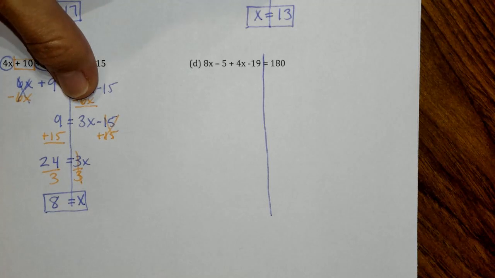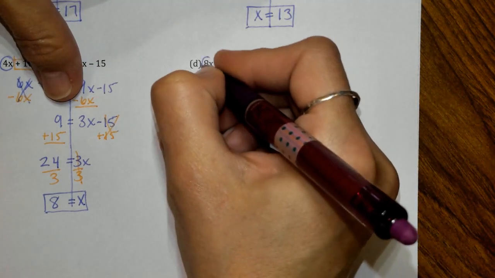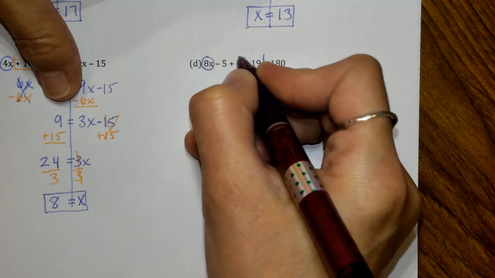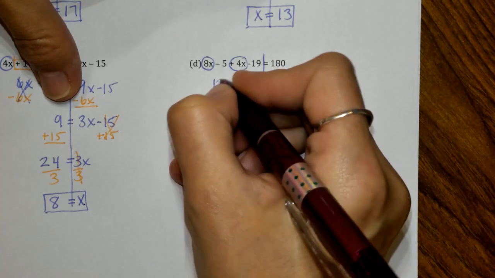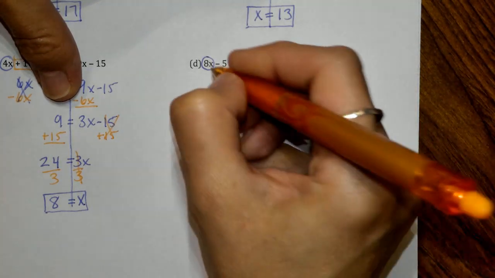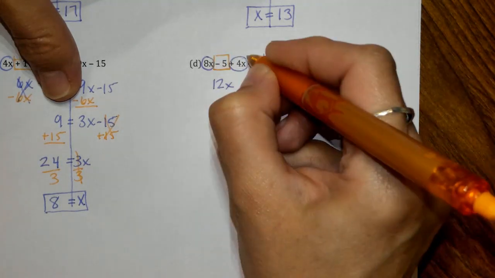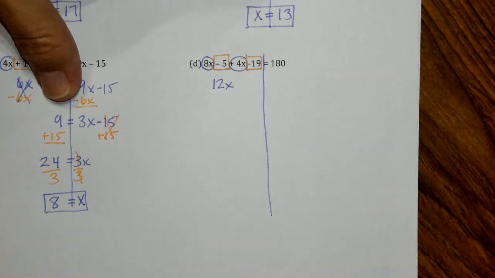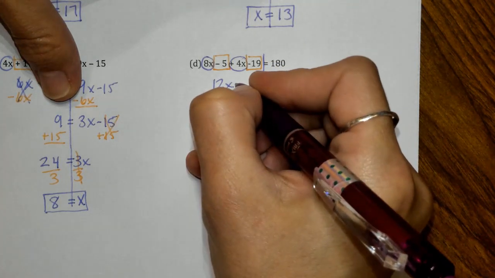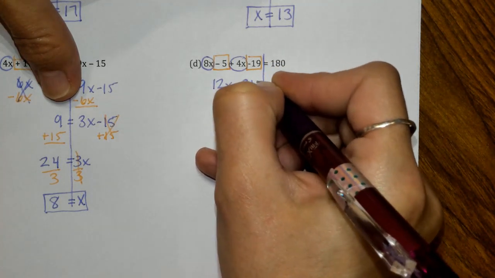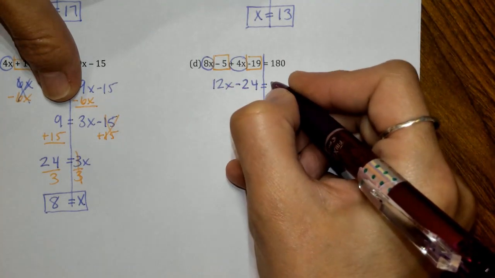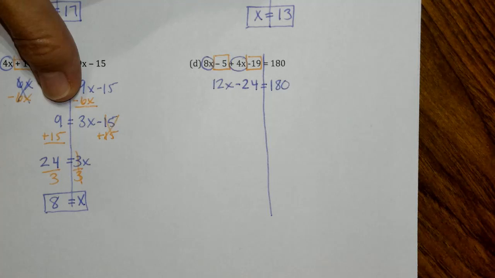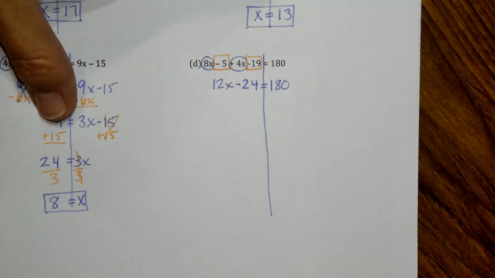All right, let's look at our terms. 8x, 4x, both positives, so add them together to get 12x. I have a negative 5 minus 19 more. So we're going further into the negatives. Wind up with negative 24. Put it down as minus 24. 180, he's just chilling, waiting. Bring him down.